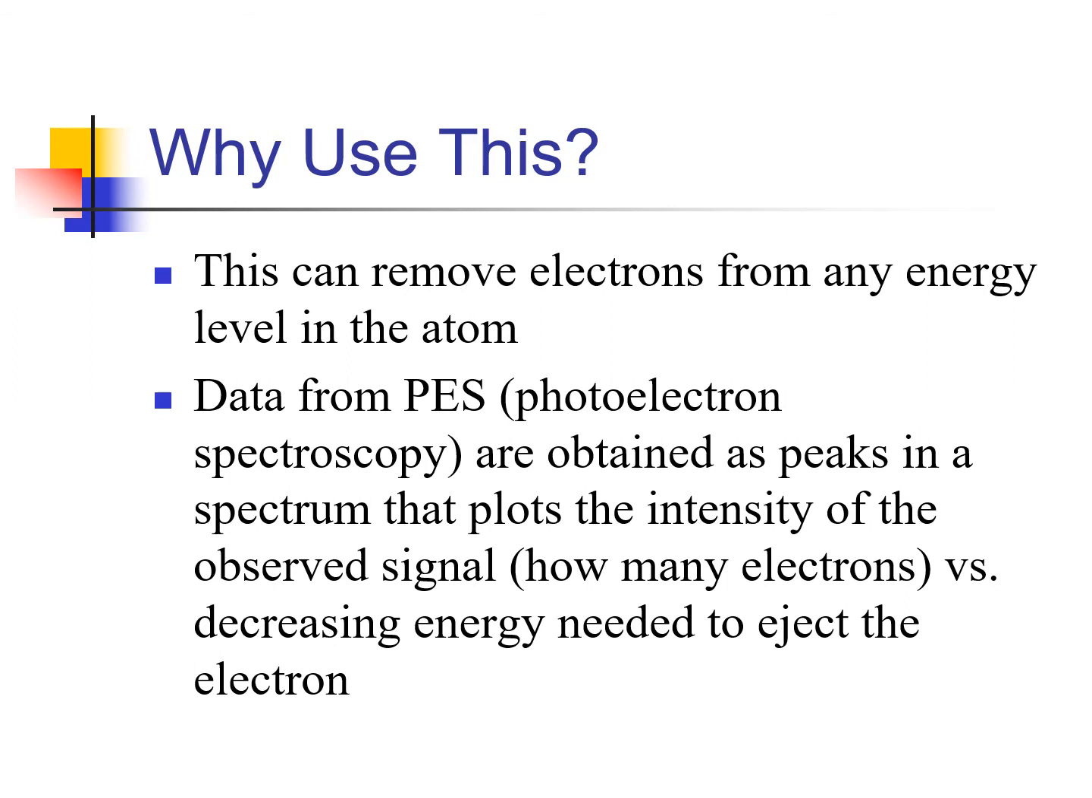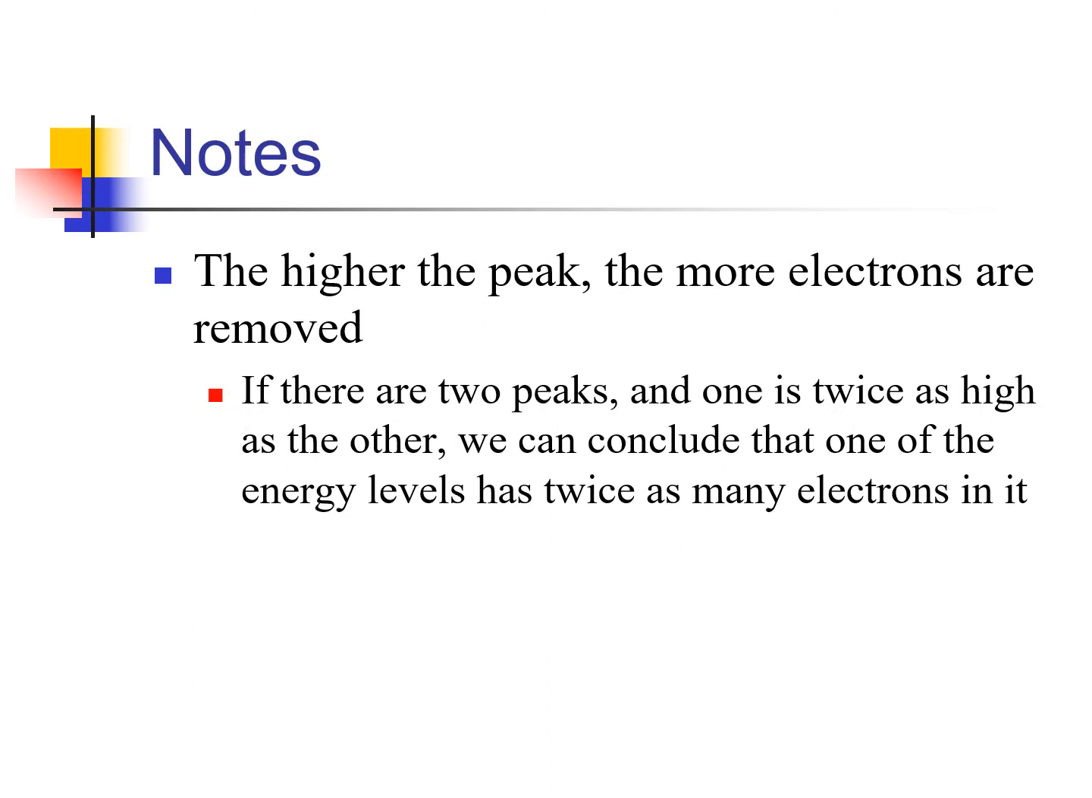Anyway, what will we get when we do PES? We get data, and we see peaks, and the peaks are plots that show how many electrons are emitted at a certain amount of energy. From that, we can eventually identify things like the atom itself. Now, a few notes about this. I'm going to show you a couple pictures. The higher the peak, the more electrons are removed. So if there are two peaks and one peak is twice as high as the other, the one that's twice as high would have twice as many electrons in that particular energy state.